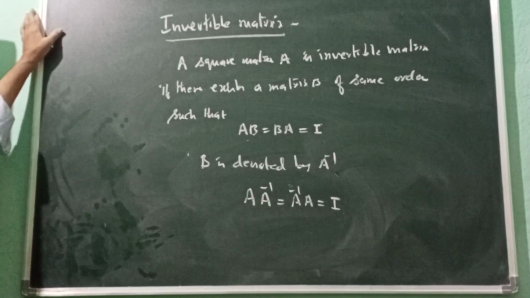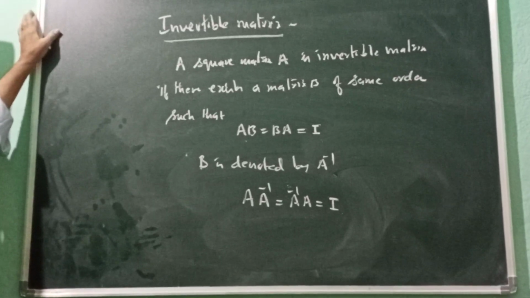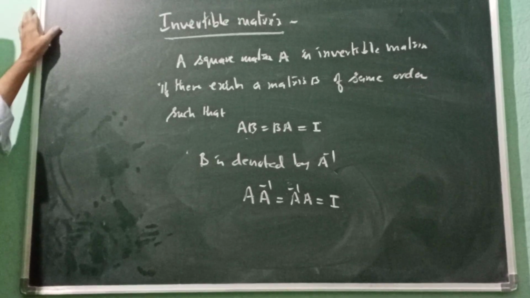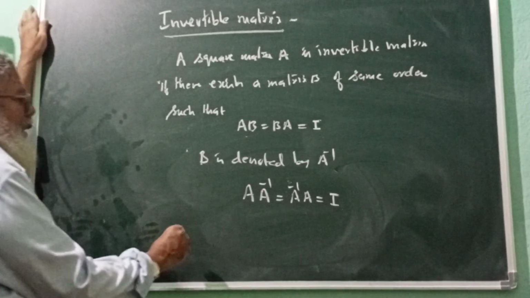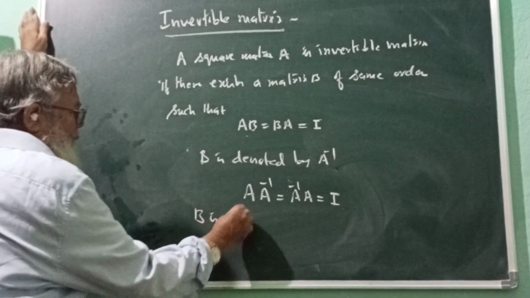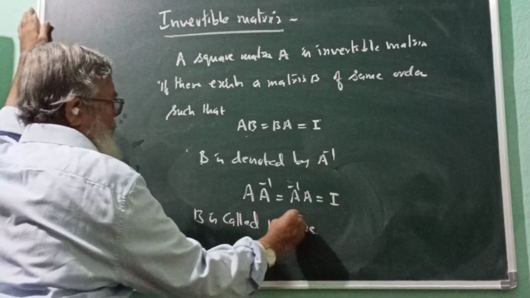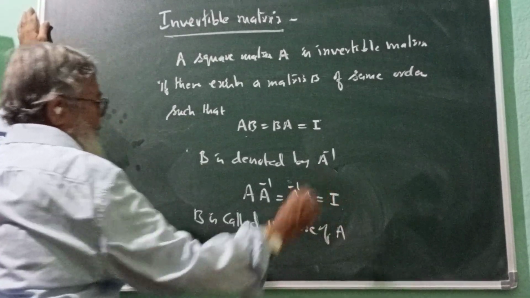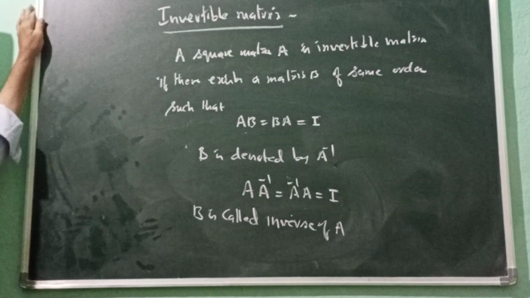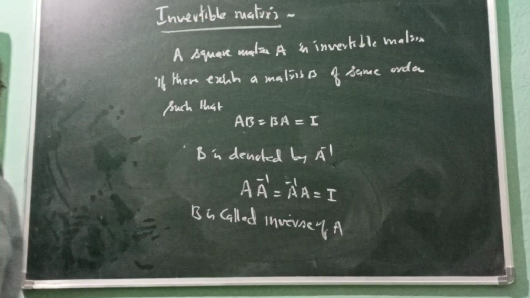Now we will find a formula to find the inverse of a matrix. B is called the inverse of A. So this is the meaning of the inverse of the matrix here.